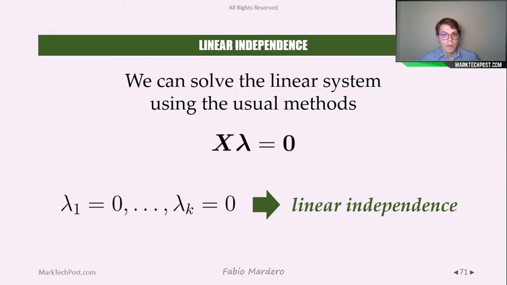Then, to solve this linear system, we can use the usual methods that, of course, I remind you, we have not explicitly studied. If we find, after solving this linear system, that the equations are satisfied only if the coefficients are equal to 0, then we find that the k vectors are linearly independent.